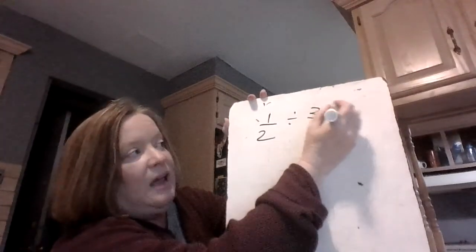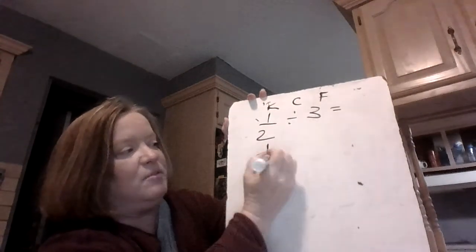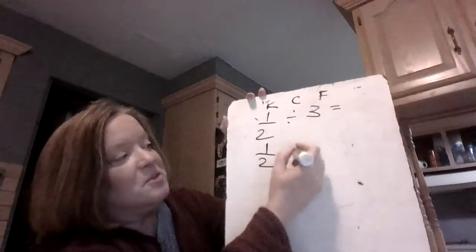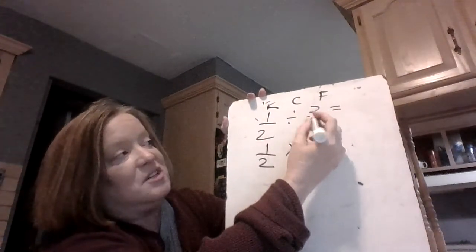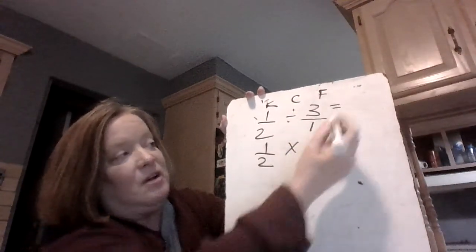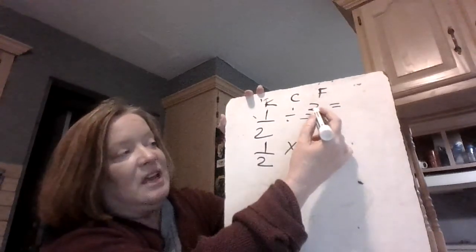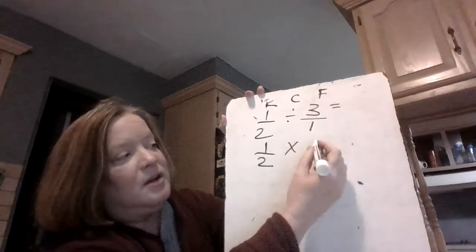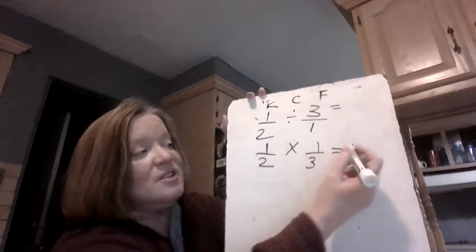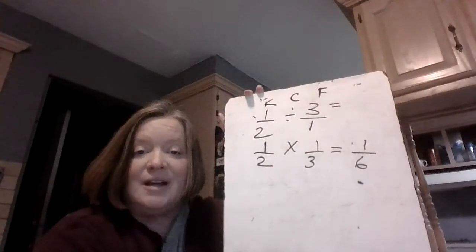Okay, so again, we're going to practice keep, change, flip. I'm going to keep that 1/2 and bring it down. I'm going to change division to its inverse operation, which is multiplication. And we know this is really 3/1. So a lot of times I like to start out just putting it right over 1, because 3/1 we know is the same as 3, but I want to flip it to its inverse. So the inverse, or the opposite of 3/1, is 1/3. Then I'm going to multiply my numerators, or my top numbers in my fraction. So 1 times 1 is 1, over 2 times 3 is 6. My final answer here is 1/6.